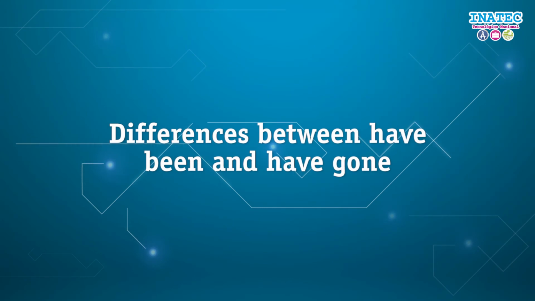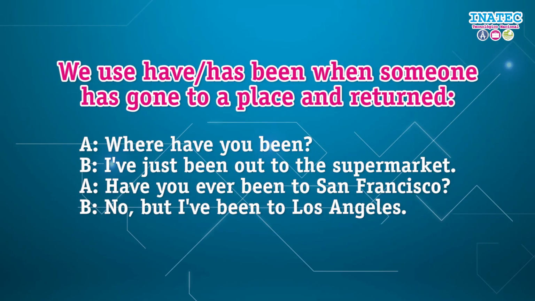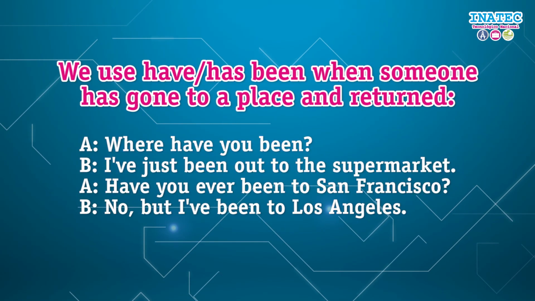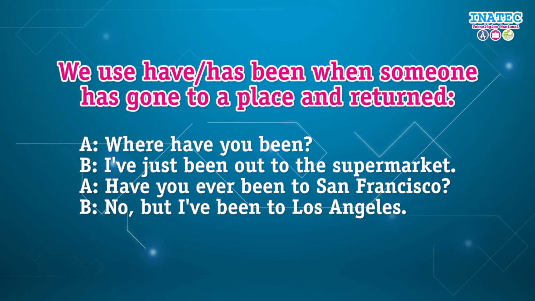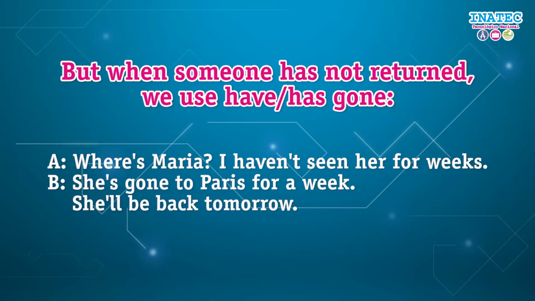Differences between have been and have gone. We use have, has been, when someone has gone to a place and returned. Where have you been? I've just been out to the supermarket. Have you ever been to San Francisco? No, but I've been to Los Angeles. But when someone has not returned, we use have, has gone.